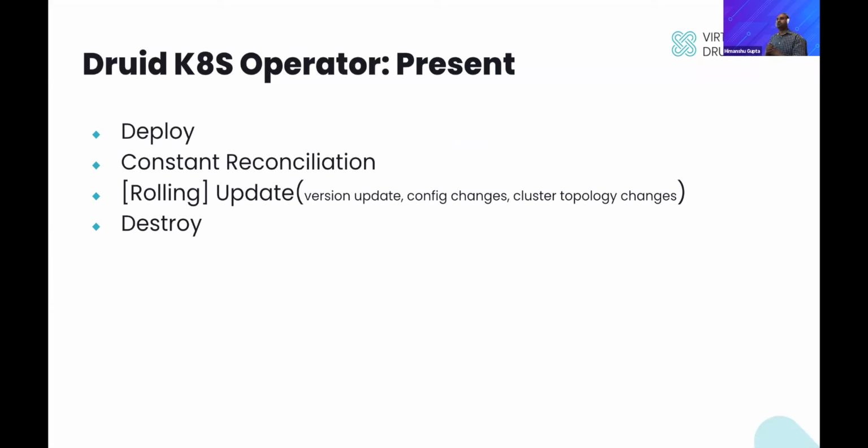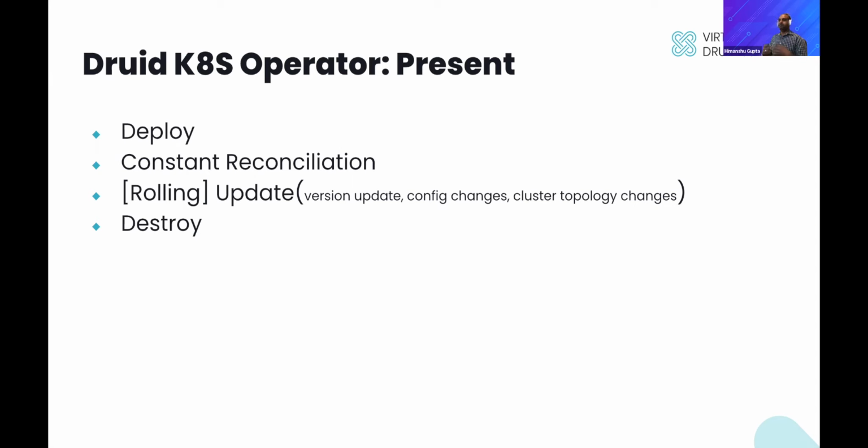So what does it currently do? If you were to take the Druid operator from the community today, these are the features it has right now. It can deploy Druid clusters. It can do constant reconciliation. That is, for example, if you changed your Druid cluster in some way or manually deleted something accidentally, the operator will go and reset the state and bring it back to what it is supposed to be.